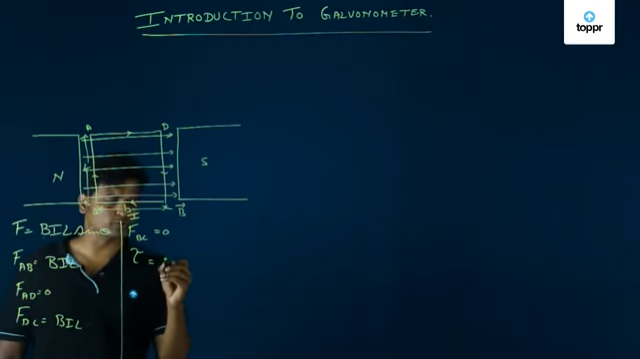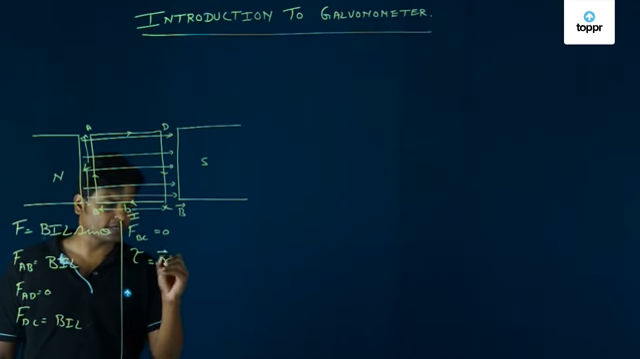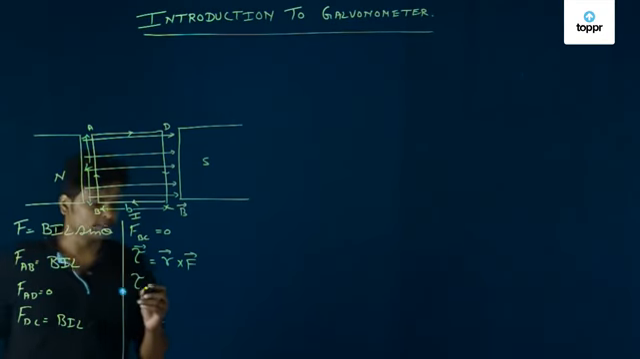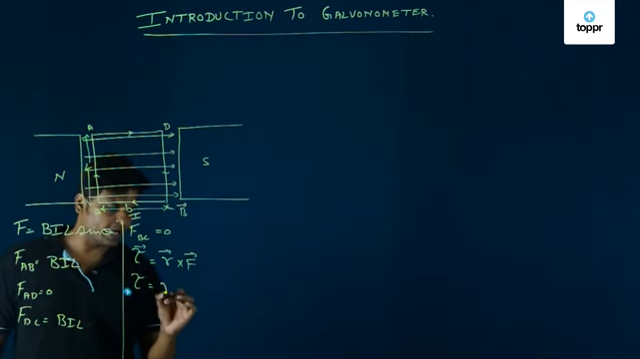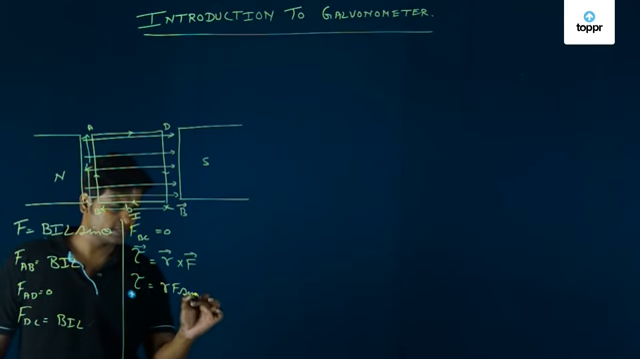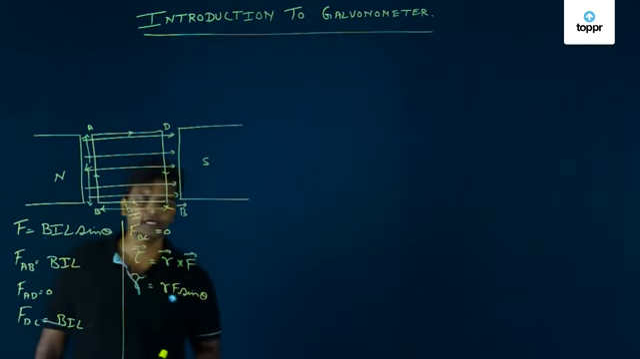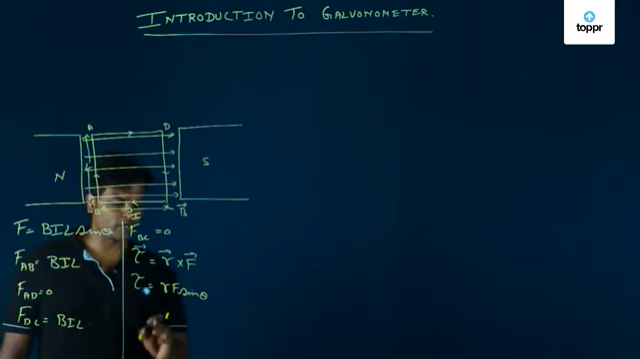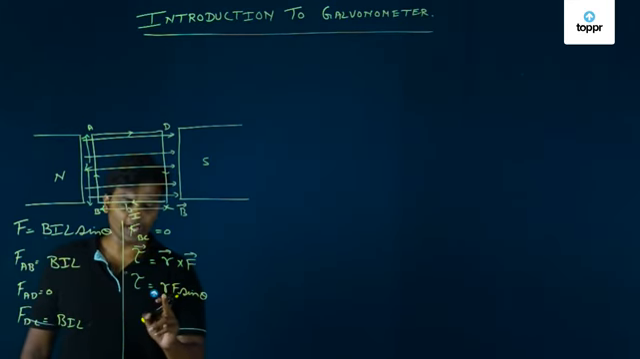Torque vector is equal to R vector cross F vector. So, what is the magnitude of the torque? The magnitude of the torque is given by RF sine theta. Now, what is theta? Theta is nothing but the angle between R and F.